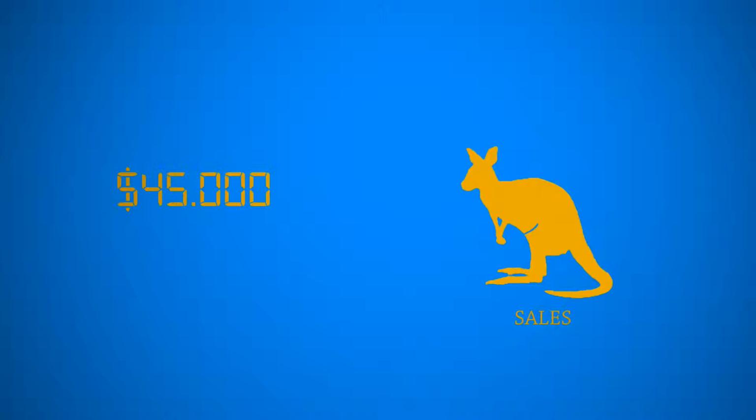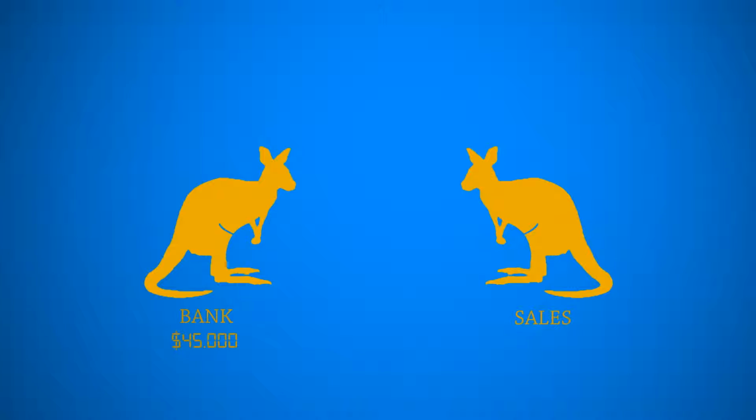Illustration 4. Recording of cash sales. Let's now add another kangaroo and name him Sales Kangaroo. Assuming that we have total cash sales of $45,000 for the month of January, we will subtract the value of goods and services given out by the sales kangaroo from his pouch, right? And in exchange for those goods given out, we have $45,000 in cash that we deposit into our bank account. Hence, we add $45,000 into the bank kangaroo.